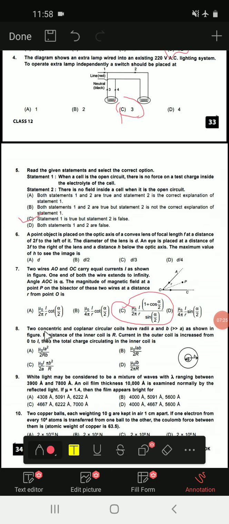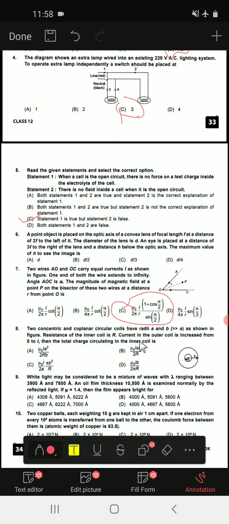After that, we have the next question, question number 8. Two concentric and coplanar circular coils have radii of A and B, where B is much greater than A, as shown in the figure. The resistance of the inner coil is R. The current in the outer coil is increased from 0 to I. Then the total charge circulating in the inner coil is.